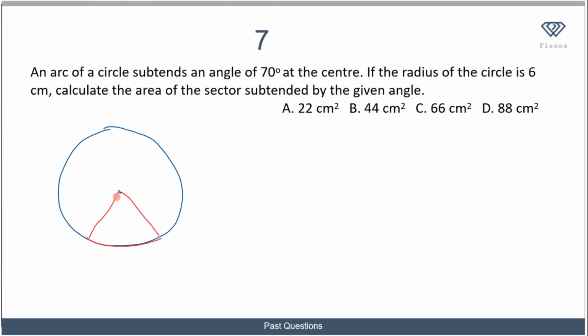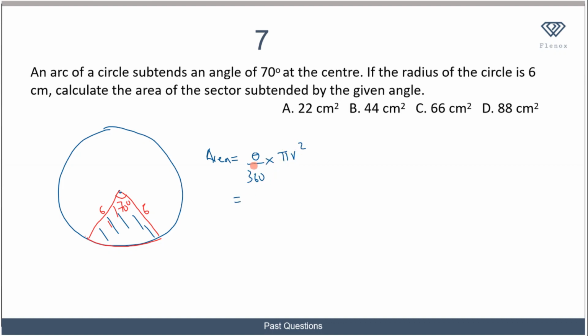So the angle subtended there is what? 70 degrees. Now we are told that the radius of the circle is 6, and we should calculate the area of the sector. So the sector in this case is this shaded portion over here, or all this area over here, or this portion shaded by blue pen. So we know that the formula for the area of a sector is given as what? Theta over 360 times pi r squared.